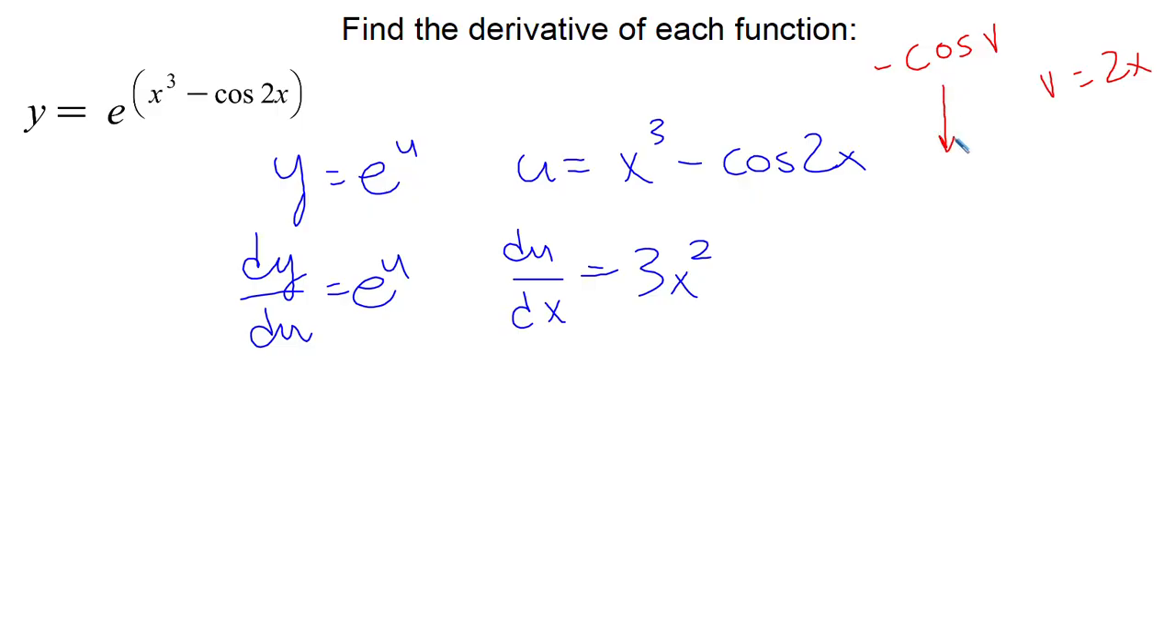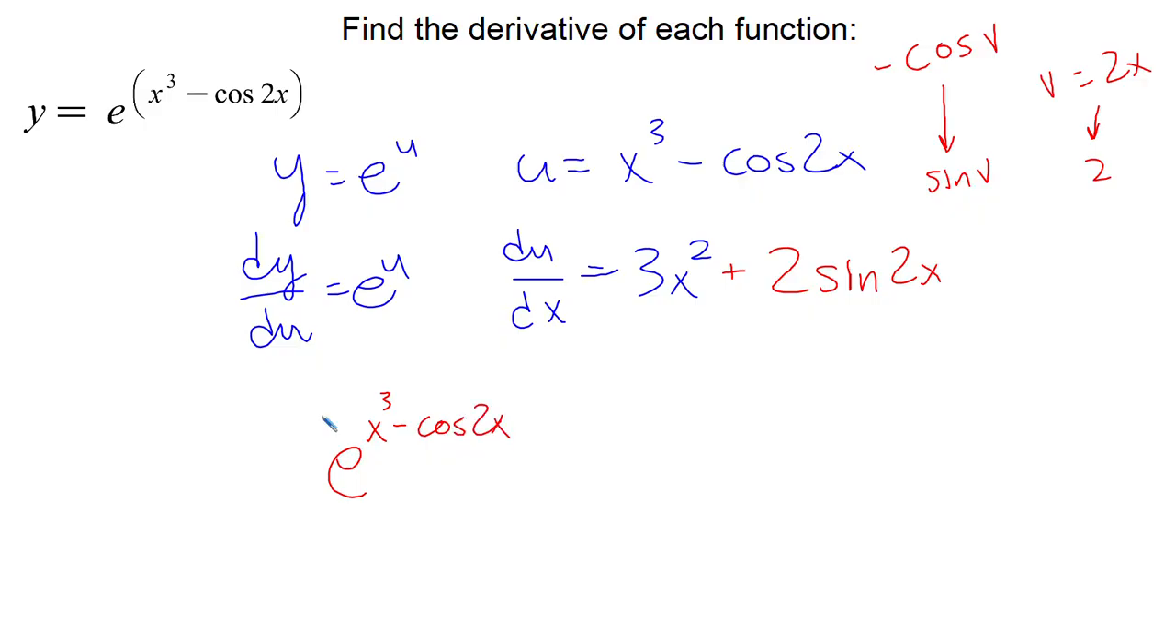Well, the derivative of negative cosine v, the derivative of cosine is negative sine, so that's just going to be sine v. And the derivative of v will just be 2. So we're going to end up multiplying the 2 times the sine of v, or the 2 sine 2x. We'll get plus 2 sine 2x. And so now our final result here should be e to the x cubed minus cosine 2x times 3x squared plus 2 sine 2x.